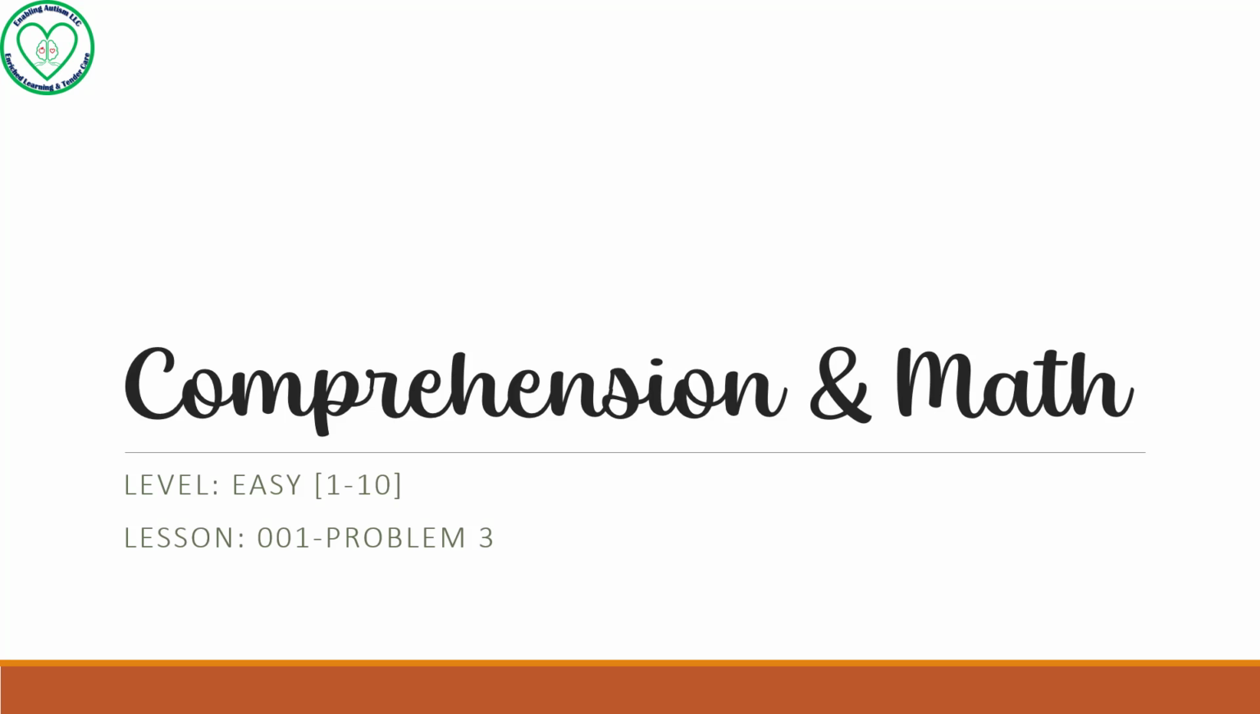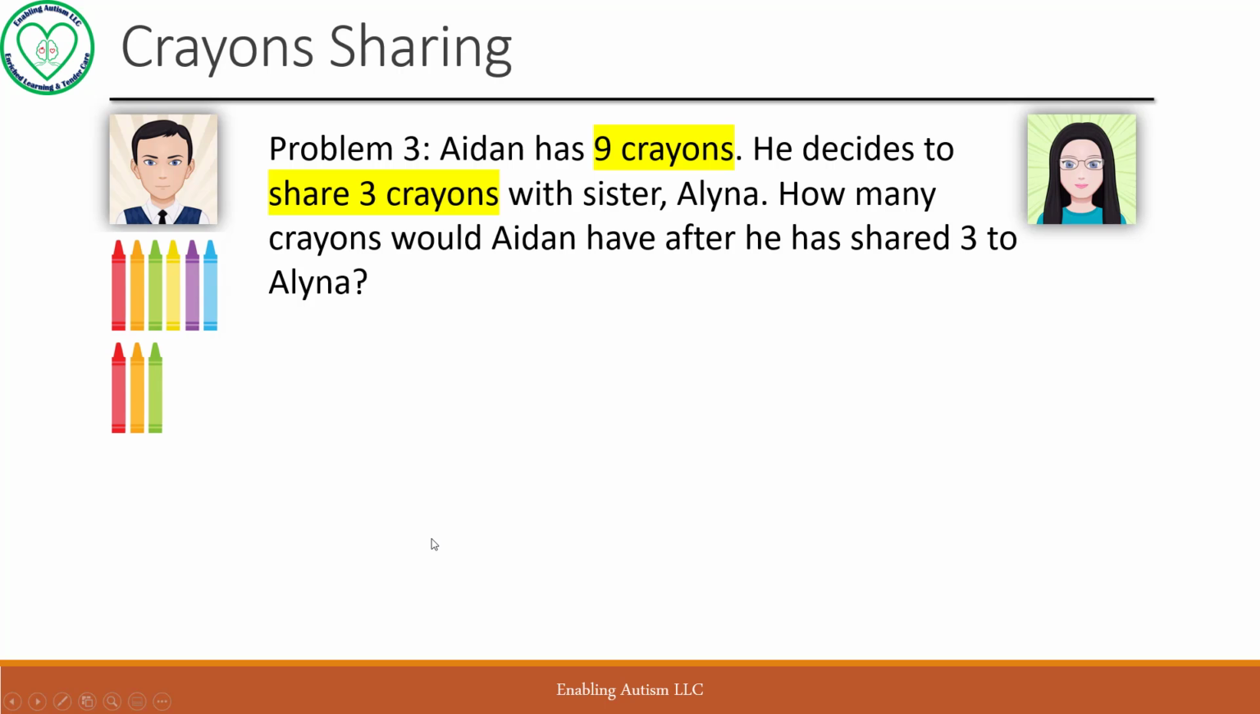Hi, this is Comprehension Math Level Easy, Problem 3. We will be working on a crayon sharing math problem. In this scenario, Aiden has 9 crayons. 1, 2, 3, 4, 5, 6, 7, 8, 9. And this is Aiden. He has 9 crayons.